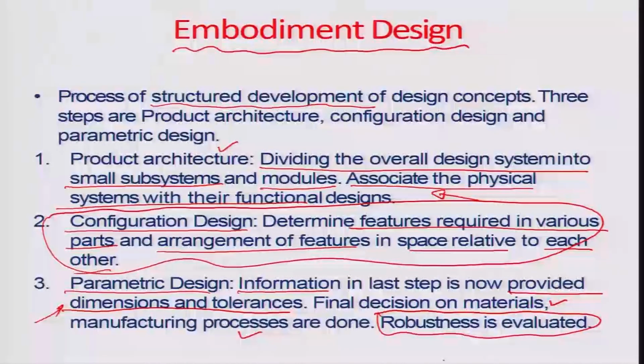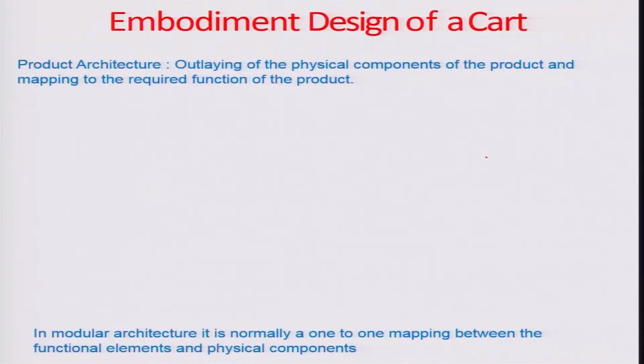So, we are going to lay out some different discretized products and try to give you an understanding of how the structured development of the design concept is done. So, let us look at it in detail. The first part, which is the product architecture in the embodiment design, can be better understood by this example of designing of a cart.